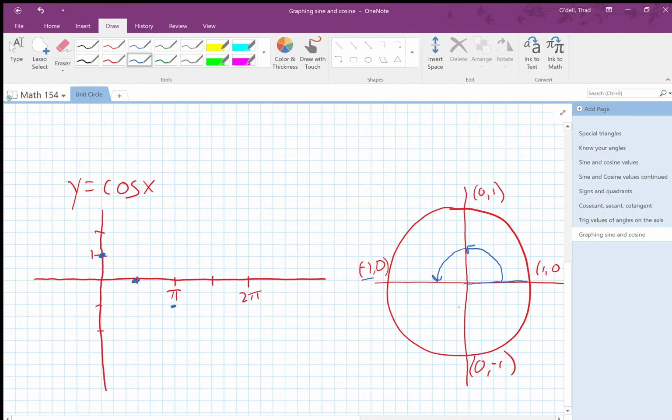Keep going around, we hit 3 pi over 2, the cosine is 0, so I come back up to 0. And then finally, when we come full circle, cosine is back to 1, so I'm up here at 1. And of course, once again, if I kept going, then the cycle would start all over again. So we're going to have something that looks like this. And of course, I could keep going because I've seen the cycle. All right, that's today's lesson.